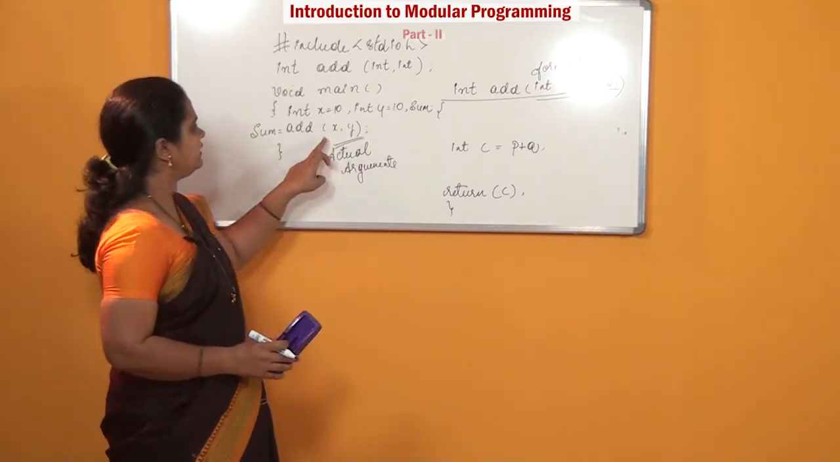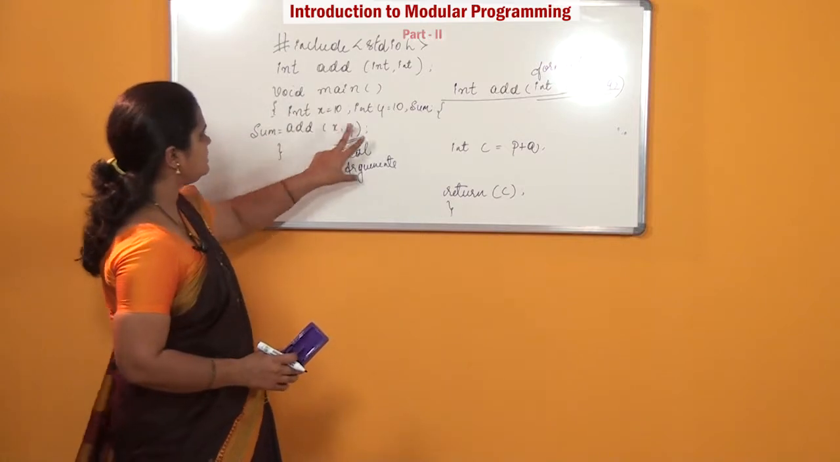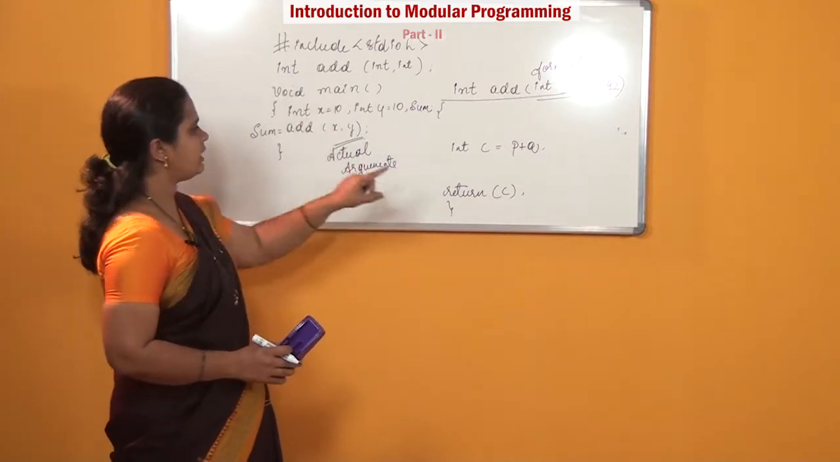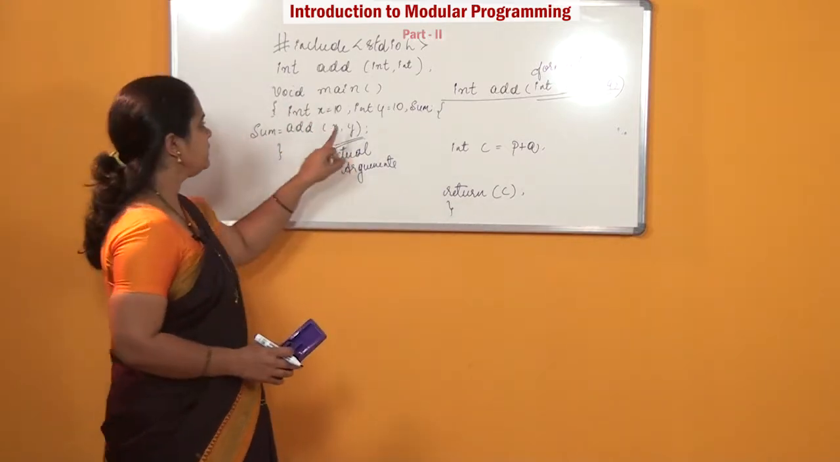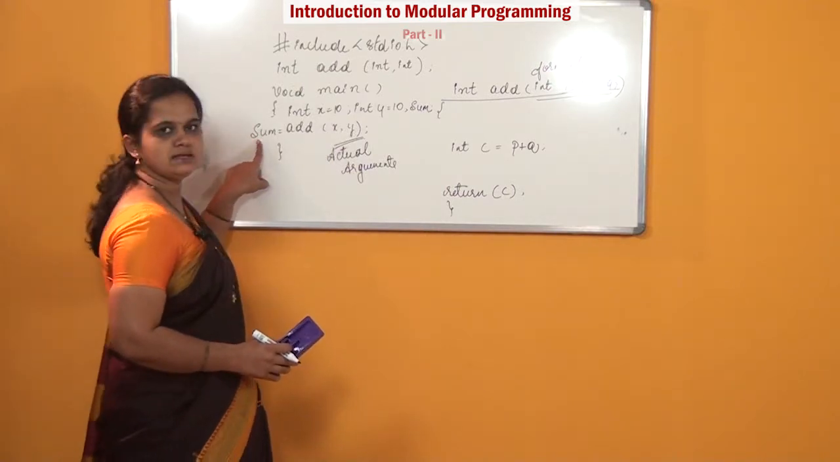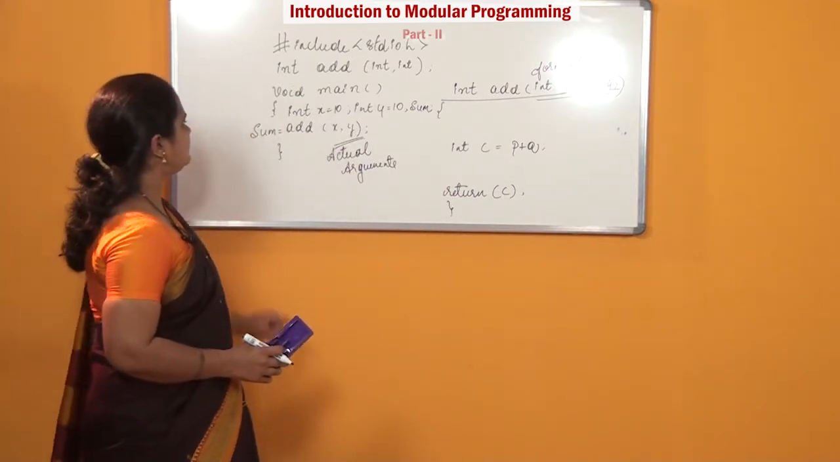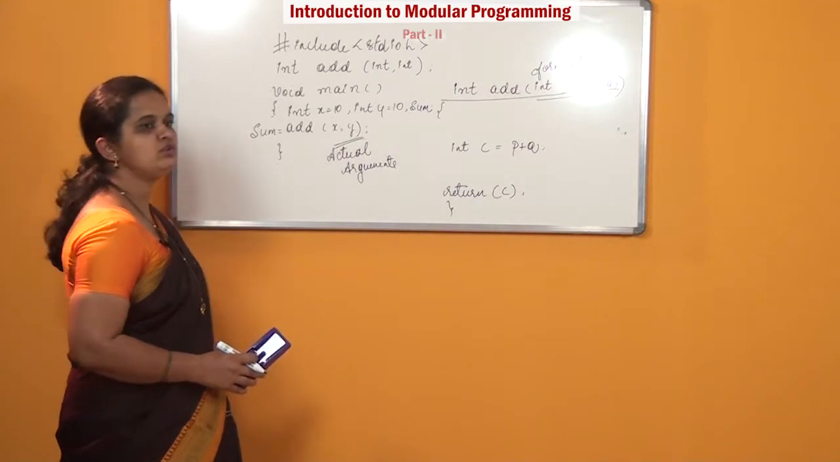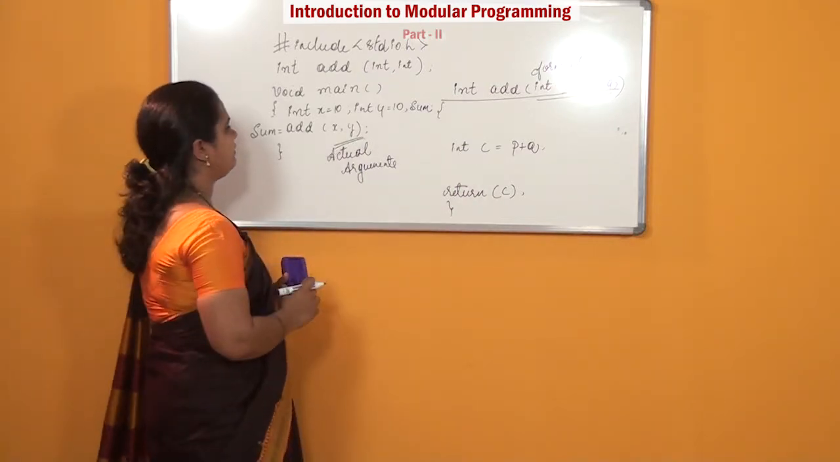So the C is returned. From all this set of instructions, I get the value of C which is returned from here, and I get that value in the sum. So now the sum gets the value of p plus q, which is added in the add function.